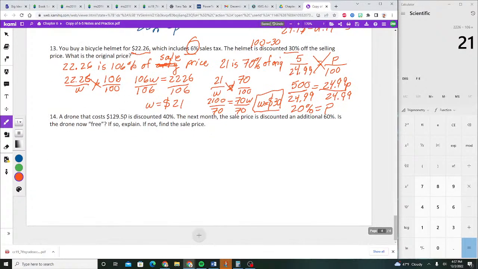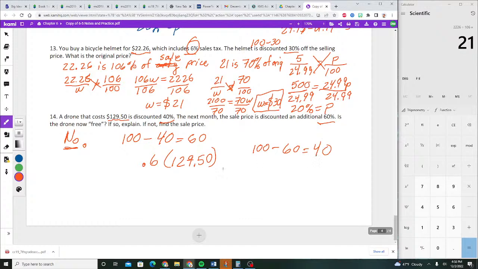Last problem. A drone that costs $129.50 is discounted 40%. The next month the sale price is discounted an additional 60%. Is this drone free? No. It's not free because what we're doing essentially is the first month we go 100 minus 40, which is 60%. So that would be 0.6 times the drone's price. And then from this, our new 100%, we're going to take off another 60%, which is 40%.